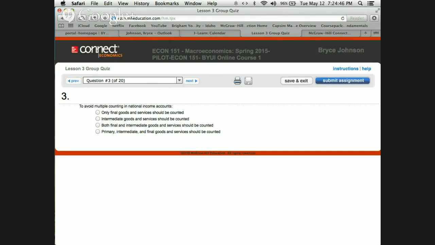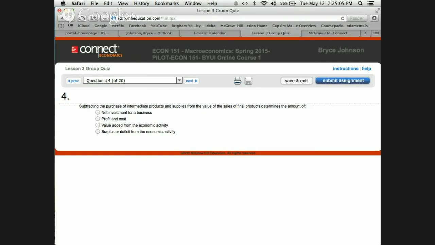Number 3 says, to avoid multiple counting the national income accounts, and I chose the first option: only final goods and services should be counted. That's what I chose as well. It's not going to be intermediate. Number 4 says subtracting the purchase of intermediate products and supplies from the value of the sale of the final products determines the amount of, and I put value added from the economic activity. Yeah, it took me a while to get that, but that's what I chose in the end as well.